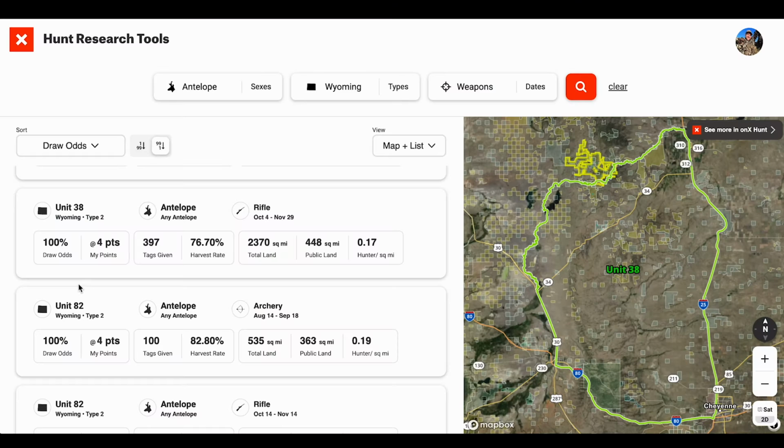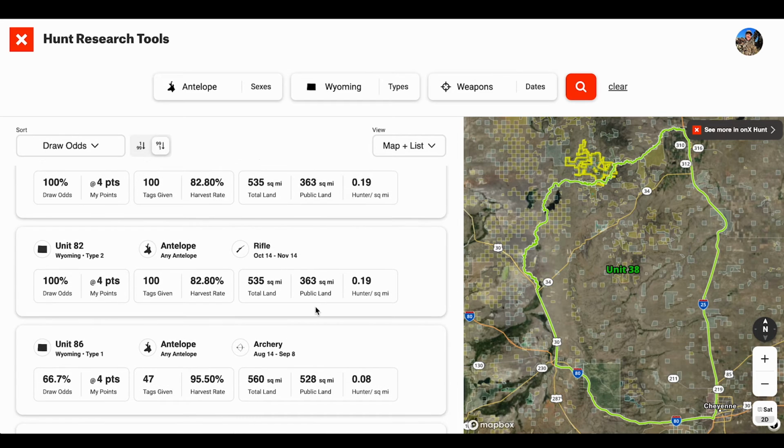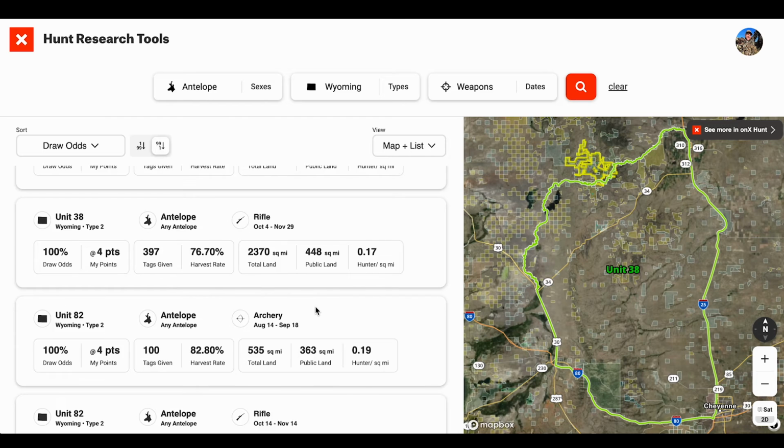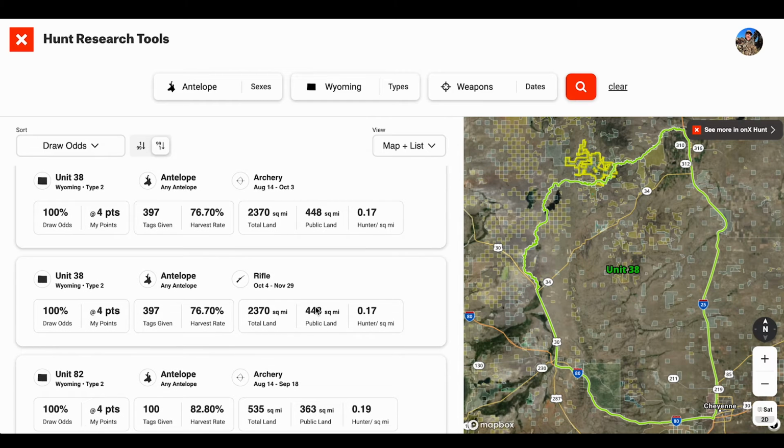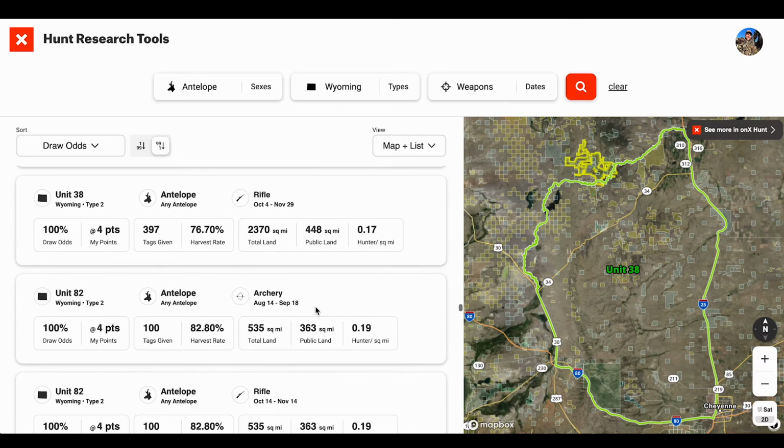Also on the page, you will see the results tabs for each unit. You'll see the dates. So you'll see some of these units for rifle are open September 30th. Some open August 14th. I'm seeing October 4th. So don't just assume that all the seasons in Wyoming open the same date. Some of them overlap with other elk and deer hunts. And so it's important to understand what those dates are, especially when you have a schedule, when you want to go, when you want to take time off from work.